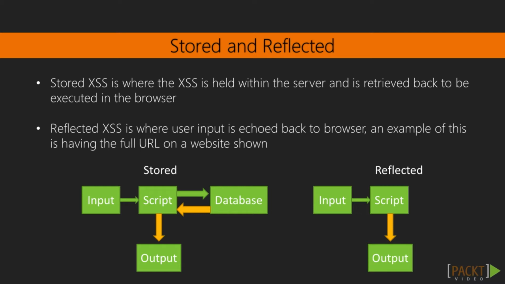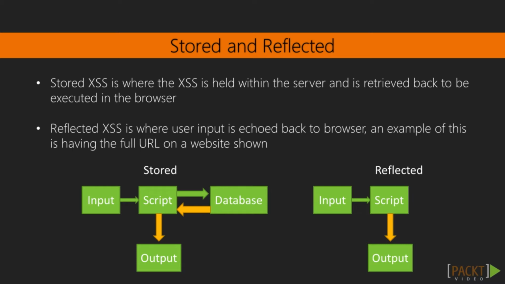So there's a few diagrams, well there's two diagrams here. We've got stored and reflected. So basically the main difference is you have the input from the user, it goes to the script into the database, and then there's another part which is if they load a page, the script will load from the database and it will come back and it will output it, and then the user will get the cross-site scripting executed.